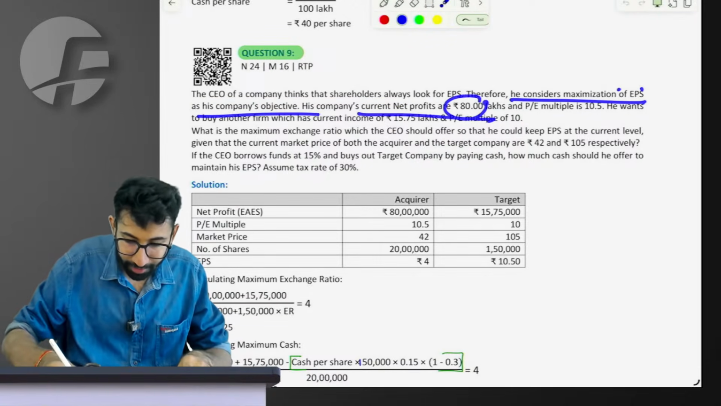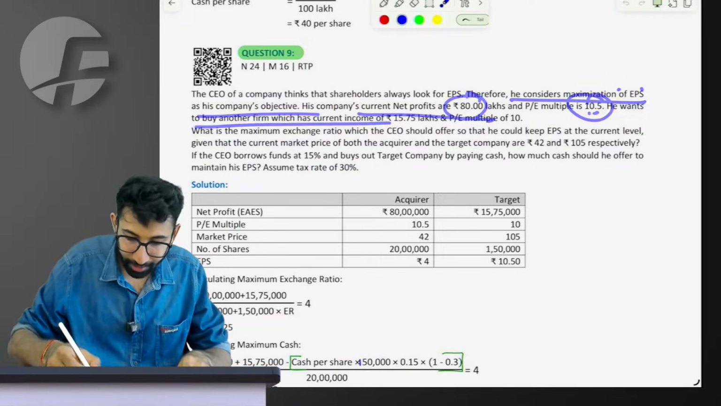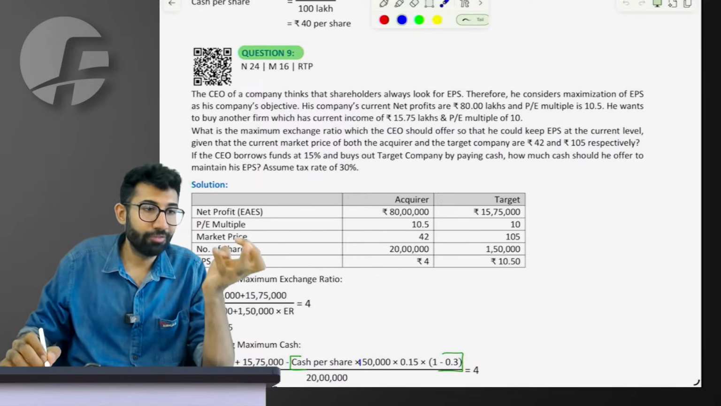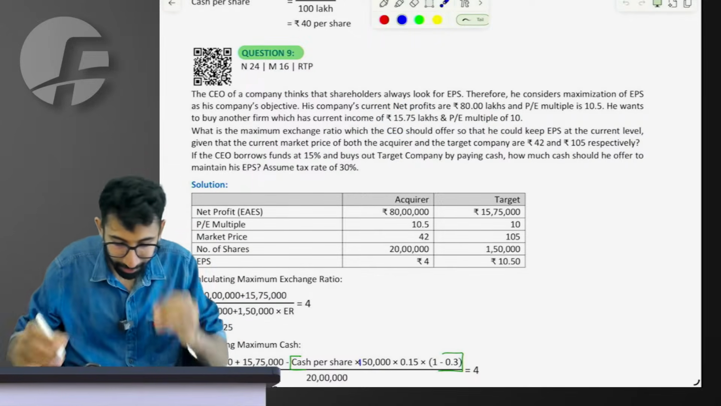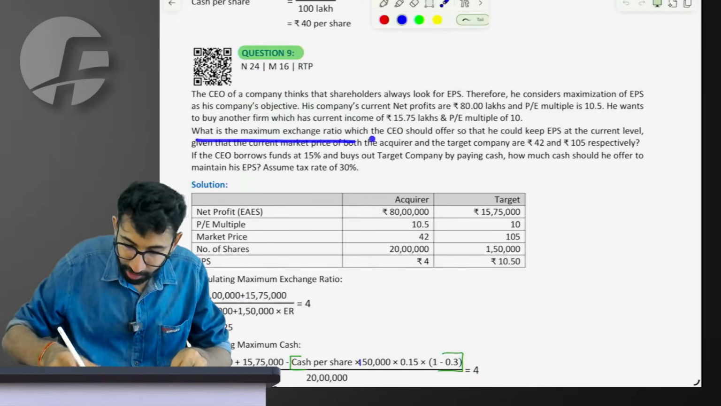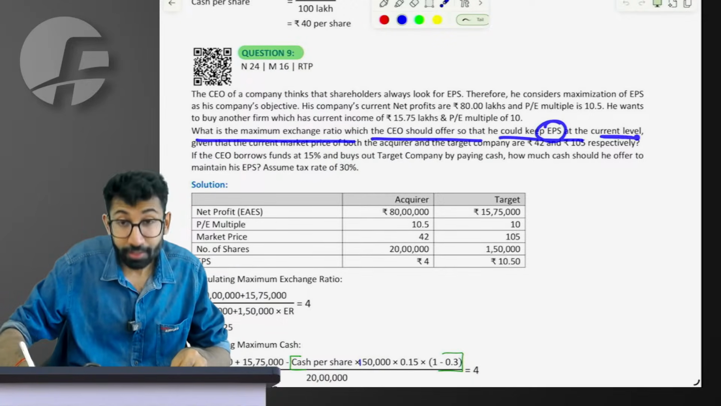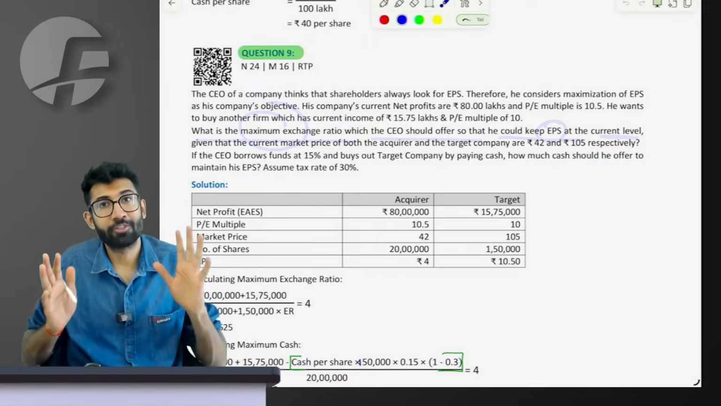His current net profit is 80, P/E ratio of 10.5. He wants to buy another firm having profit of 15.75 and P/E of 10. So the total profit of both companies and the P/E have been given. What is the maximum exchange ratio which the CEO should offer so that he could keep the EPS at current level? Asking for the maximum exchange ratio.